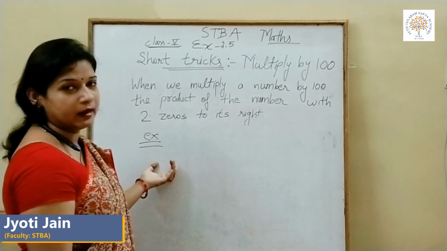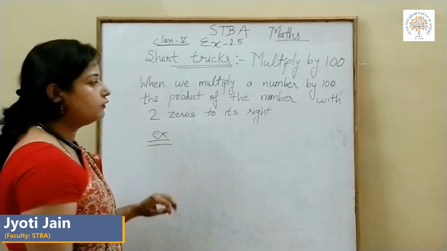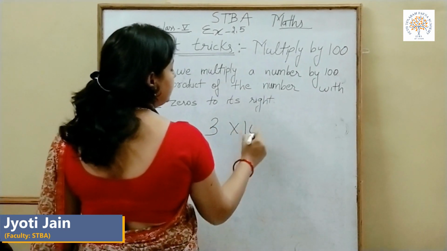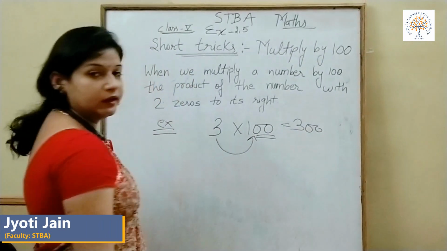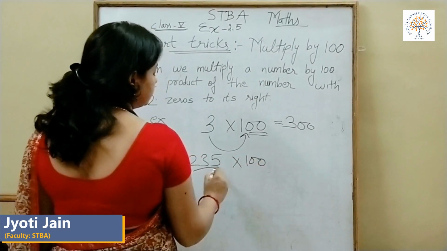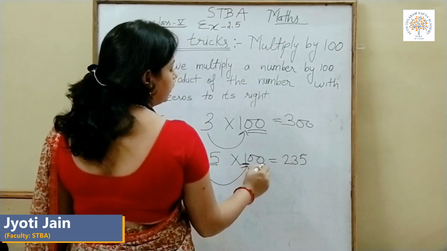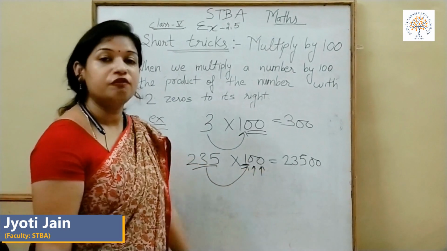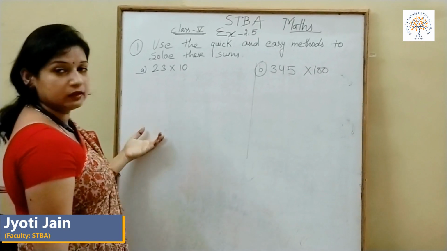Next is multiply by 100. Just like multiply by 10, when you multiply a number by 100, the product is the number with 2 zeros to its right. Suppose 3 into 100, so 3 ones are 3, and it will be followed by 2 zeros to its right side. Just like this, 235 into 100, so 235 will be multiplied by 1, that will be 235, and it will be followed by 2 zeros to its right, so the answer will be 23,500. So first question is, use the quick and easy method to solve these questions.